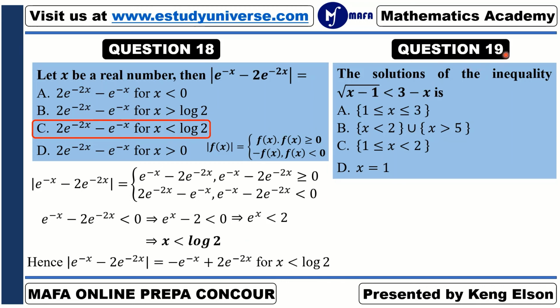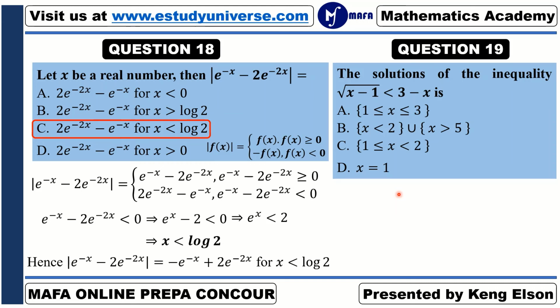Okay, question 19. Inequalities once again. The solutions of the inequality: the square root of x minus 1, less than 3 minus x, is... Option A says that 1 is less than or equal to x less than or equal to 3. Option B says that x is less than 2 union x is greater than 5. Option C says 1 is less than or equal to x less than 2. And option D says x is equal to 1.